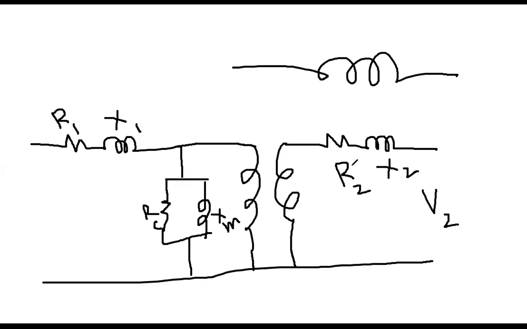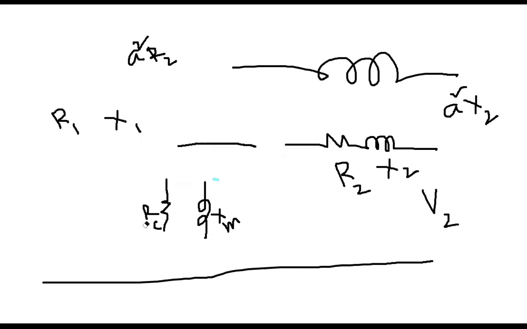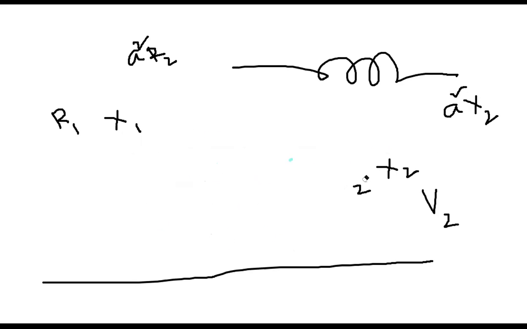So how can you do that? You will just multiply by the turn ratio square, A square multiplied by R2. That will be the new representation of this if you transfer it to this side. Similarly, for this one, you can do A square X2. So if we do that, I am deleting all of these things, and it will look like that.